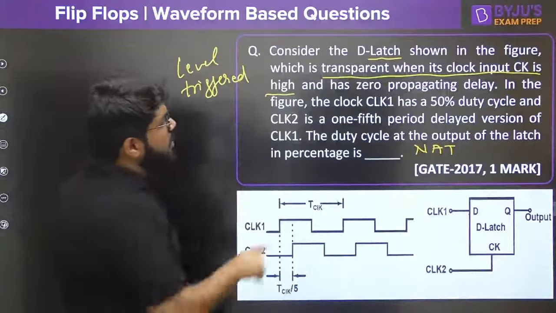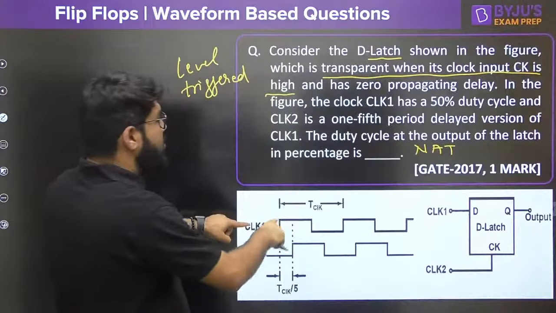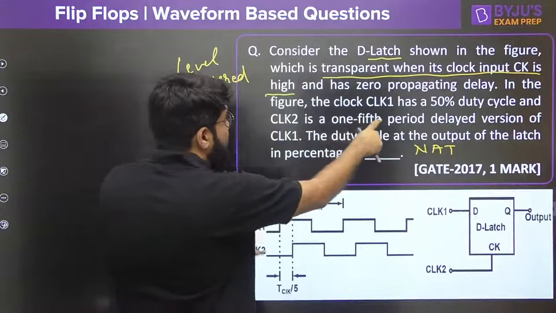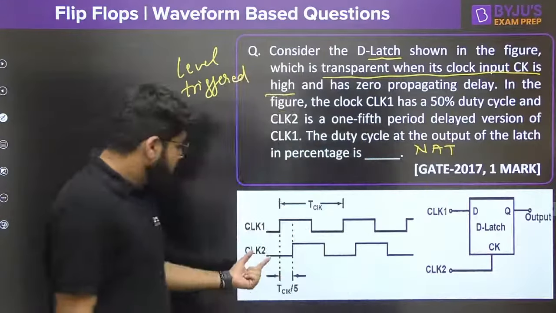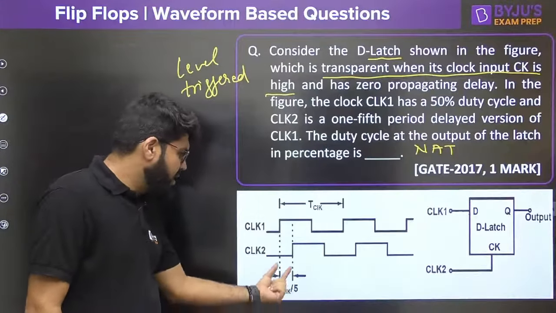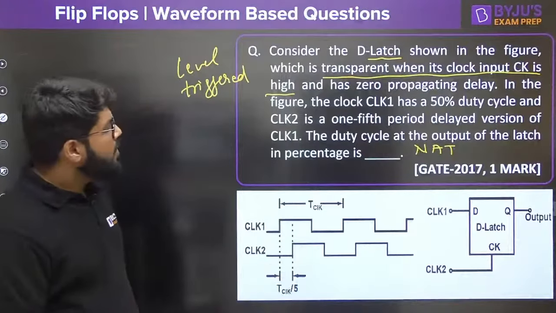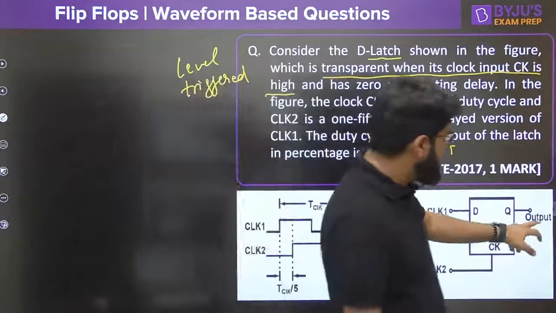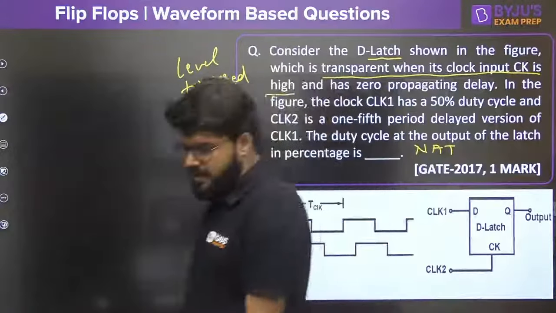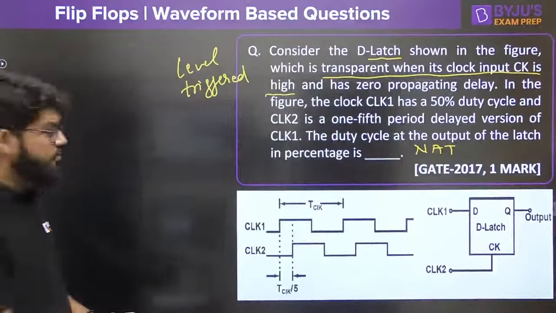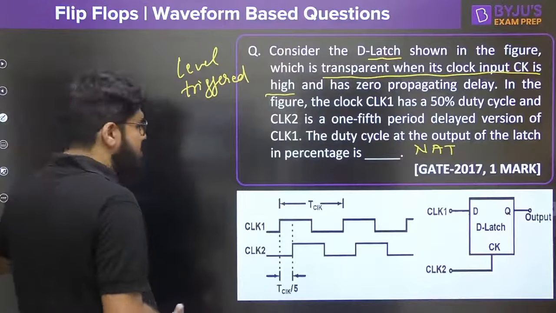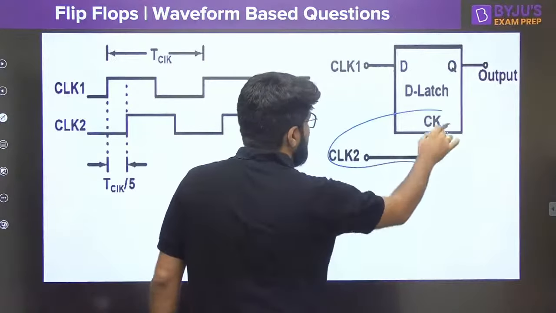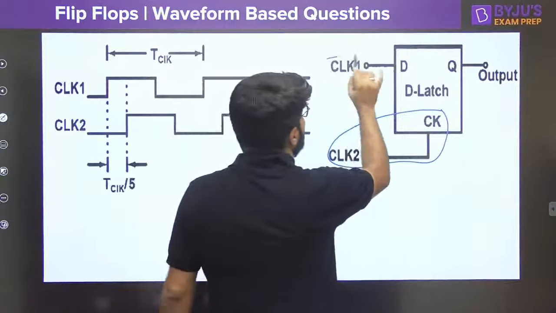In the figure, the clock CLK1 has a 50% duty cycle, and clock CLK2 is a 1/5 period delayed version of it, a right shifted version. What is the duty cycle at the output of the latch in percentage? What is the duty cycle of this output waveform? So guys, if you are able to see, this is the actual clock, and CLK1 is the input.